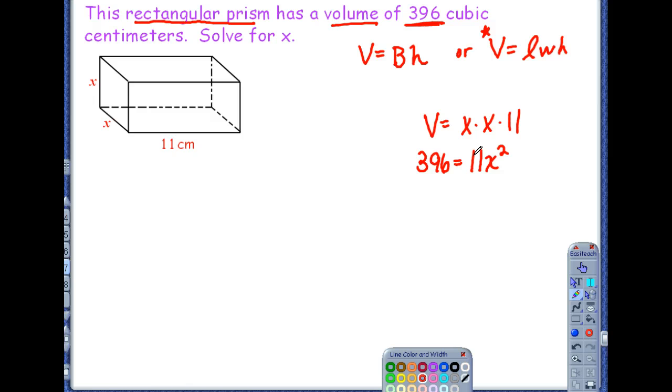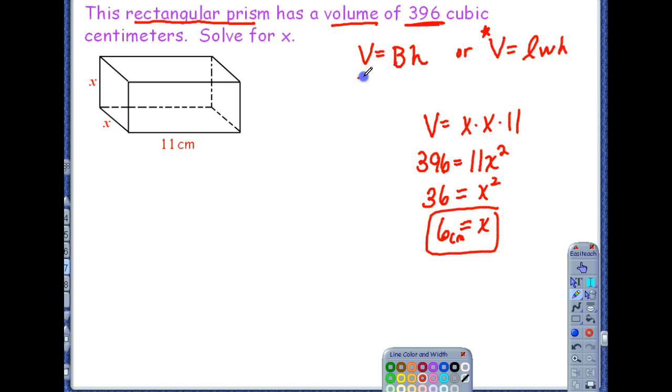11x squared. And then to solve this, I'm going to divide by 11, right? So 396 divided by 11 gives us 36. Then x by itself, if I take the square root to undo the square, would give me 6. And usually when you take the square root, it should be plus or minus, but I know that it's a side length, so I'm not going to worry about the negative scenario. And this is centimeters, so I'm going to squeeze that in there.